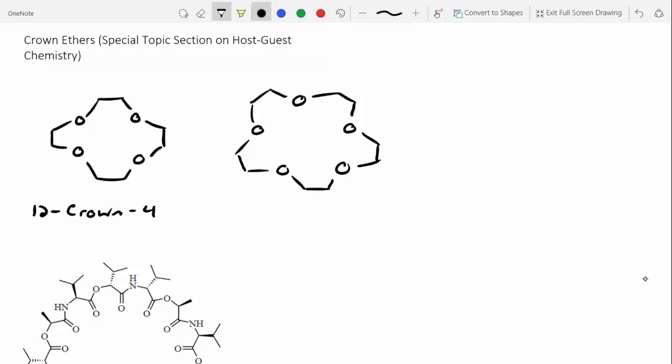And in this case, this is called 15 crown 5. And then the next one that they made was one with 6 oxygens in it.